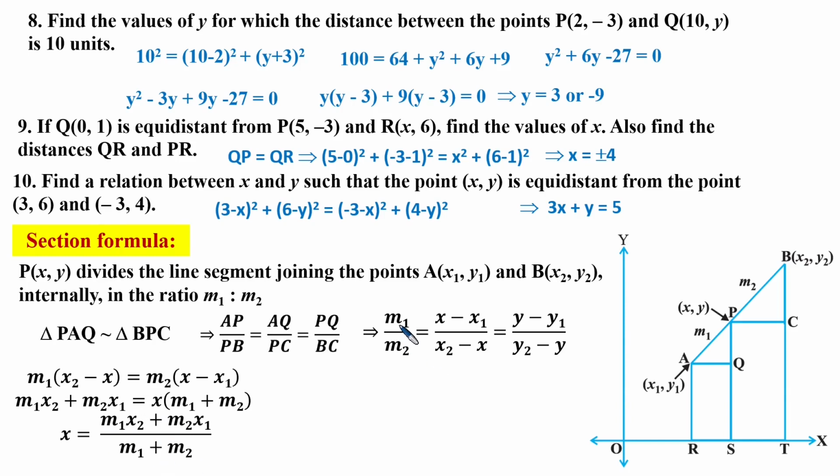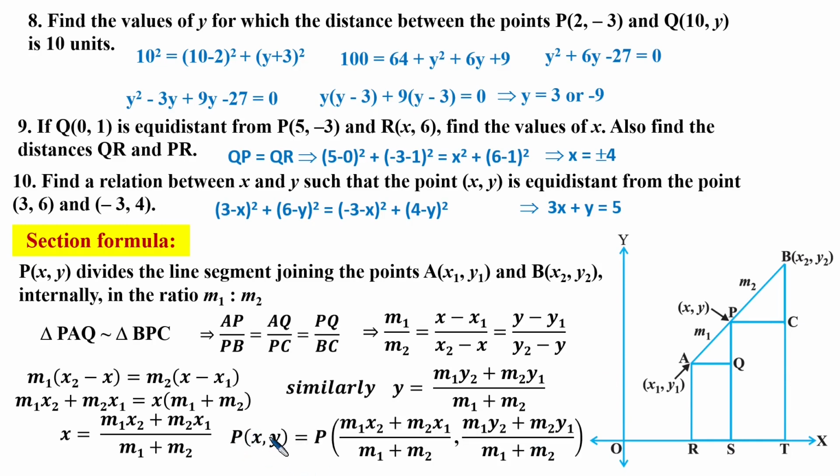So similarly I equate m1 by m2 with y, and I will get m1 y2 plus m2 y1 divided by m1 plus m2. So this x is this x and this y is this y. So given me m1, m2, x1, x2, I can now find what the point is. So given the coordinates and the ratios, I can find this value. This will be very useful in the next few exercises. So I write this P x comma y is equal to x is this value and y is this here.